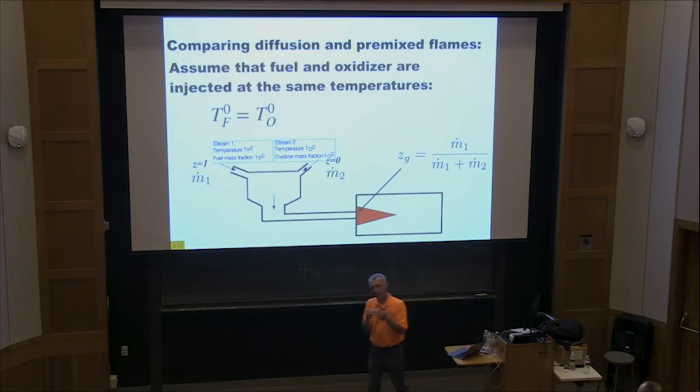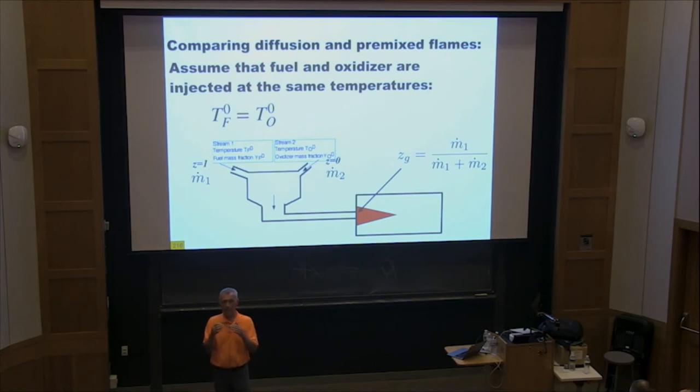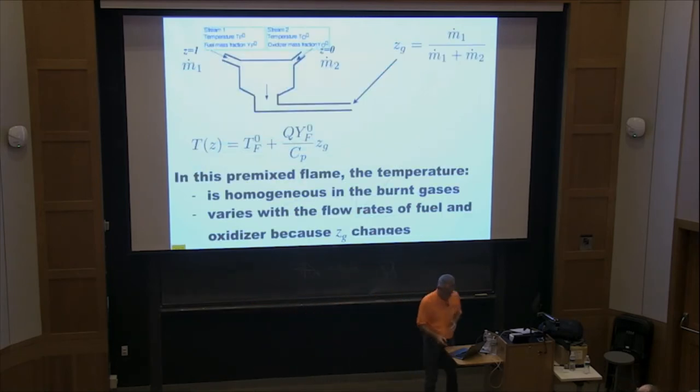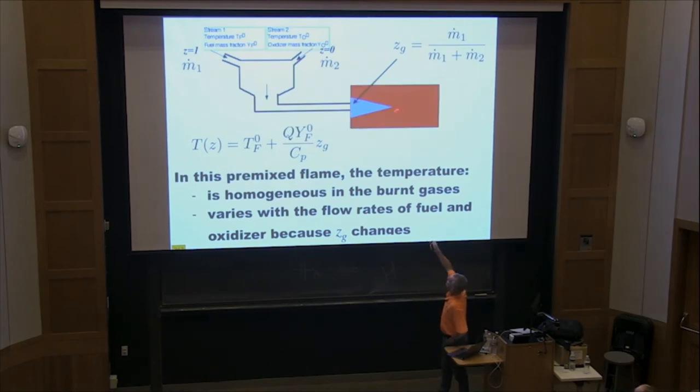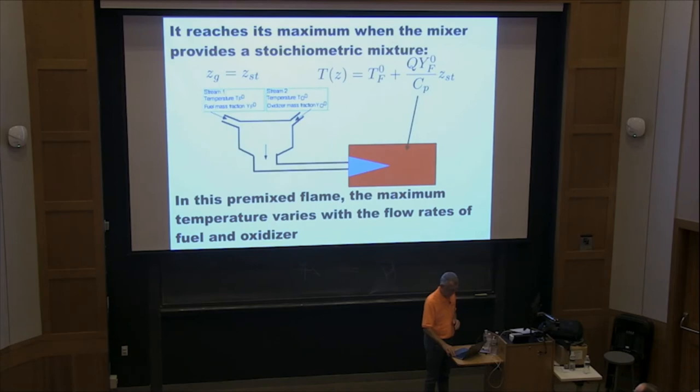You can do a premixed flame with a burn gas temperature of 1500 K, and nowhere will the temperature go beyond 1500, because everything is mixed before, there is no stoichiometric zone, and so the temperature will be very well controlled. So you can have here, at the outlet of a premixed system, the wet zone here will be at this temperature, where you have TF0, which is the injection temperature, plus here ZG, which is small. So in this premixed flame, first the temperature will be homogeneous in the burn gases, and it can be very low. Unfortunately, if you go to a diffusion flame, that won't be the case.